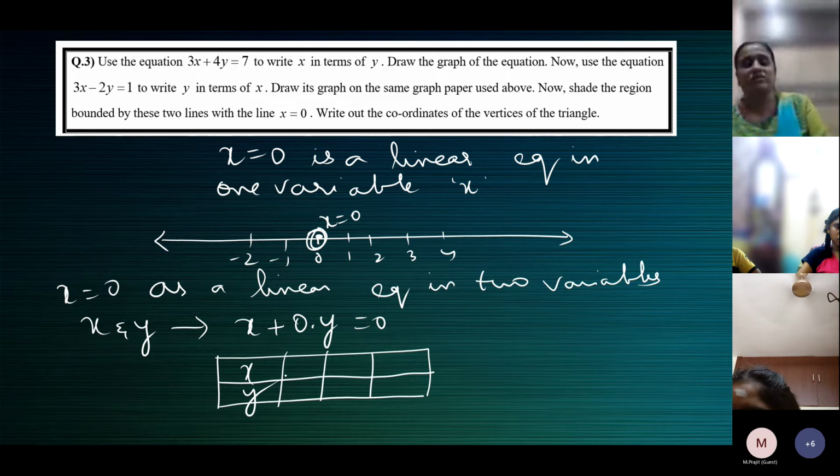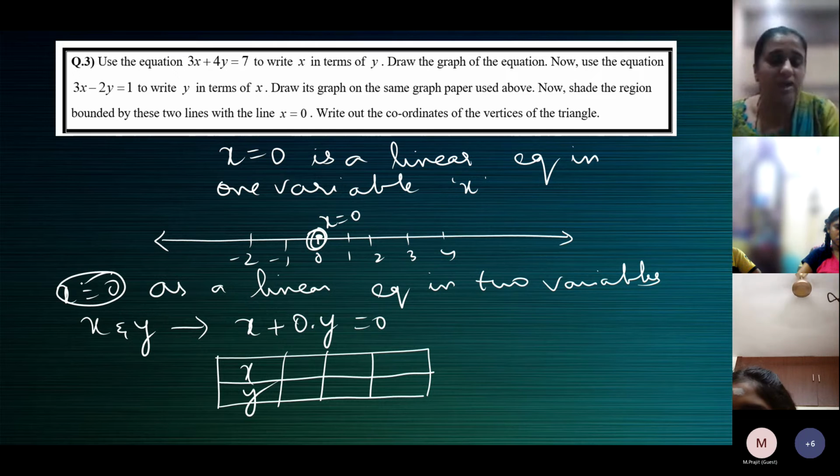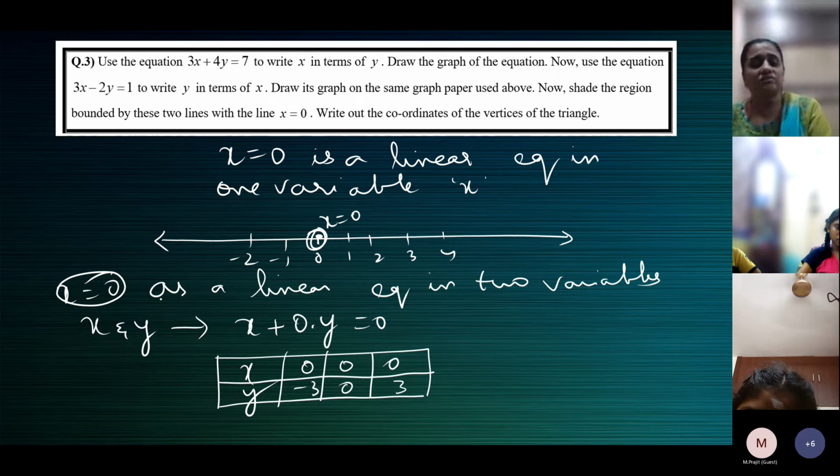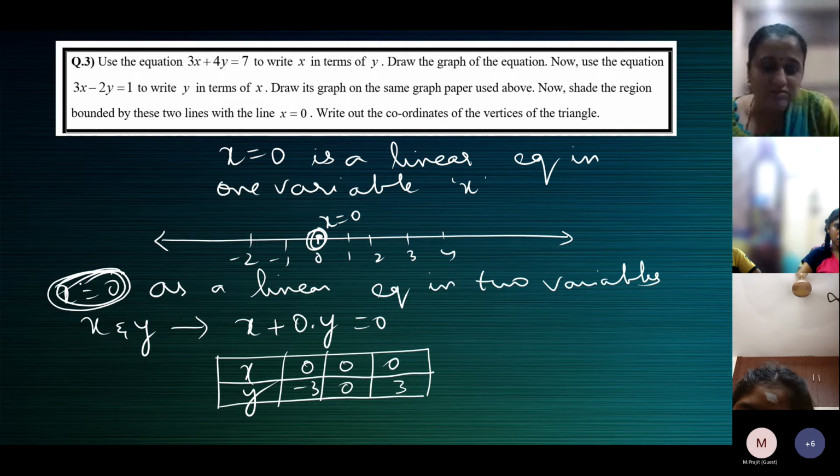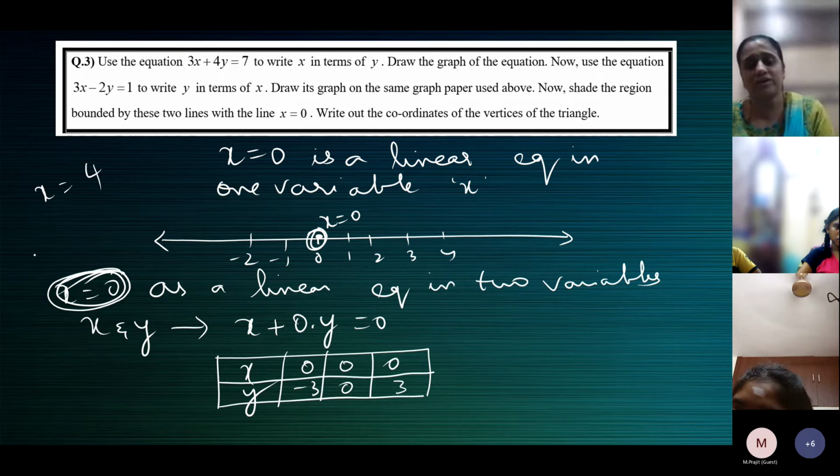And how do we make the xy table? x is equal to 0. That means x is always 0 for any value of y. That's what it is. See here, x is equal to 0 means x is always 0 for any value of y. We have done similar situations earlier, like when we had x is equal to 4. x is always 4 for any value of y. So similarly here, x is always 0 for any value of y. You give any value of y.